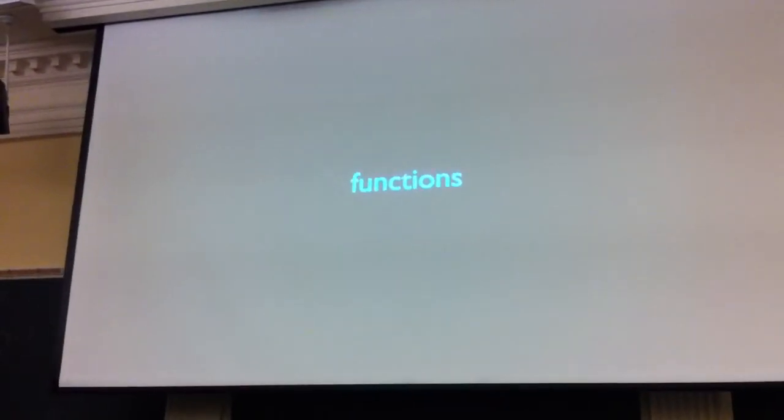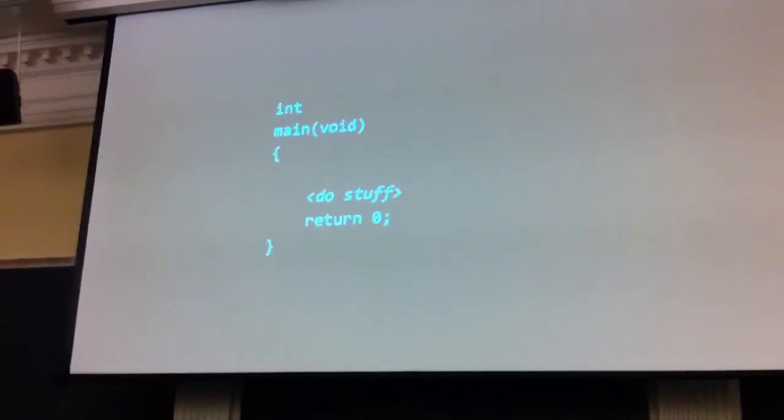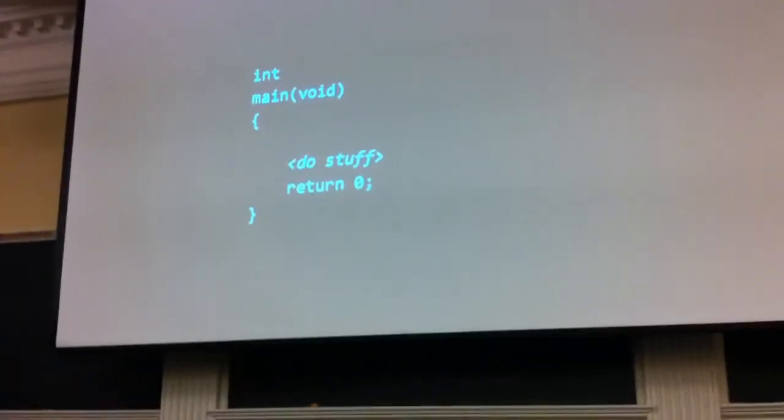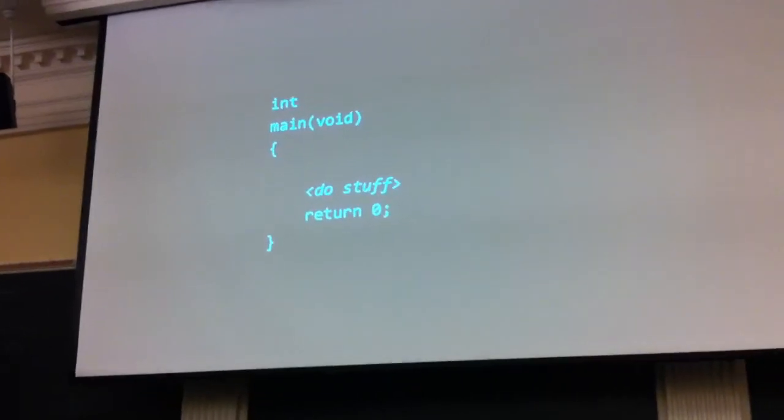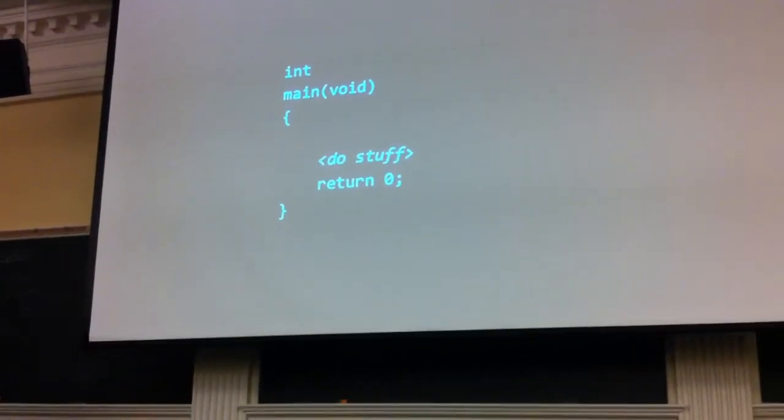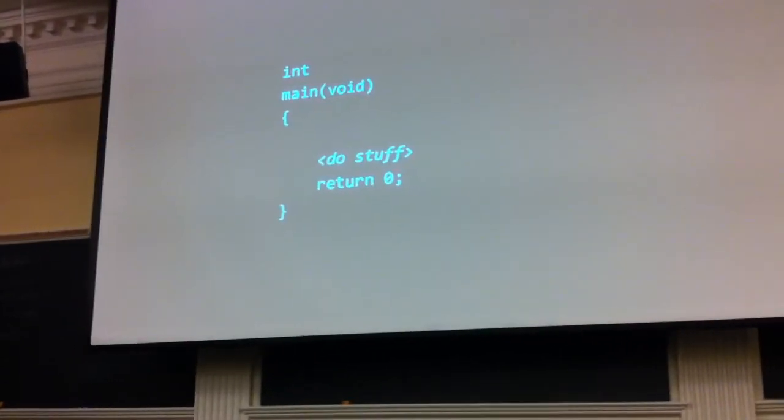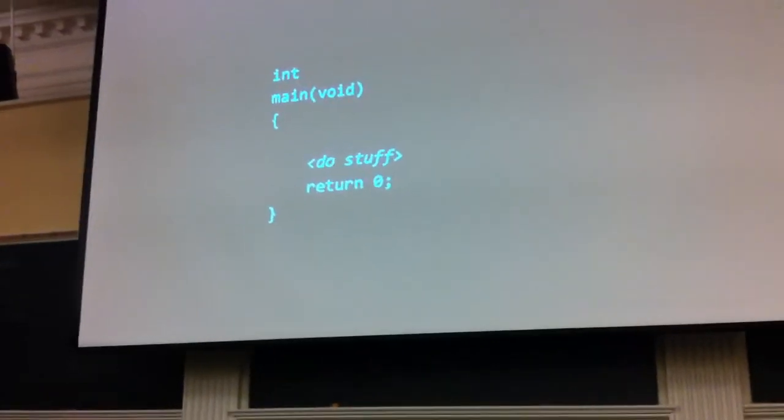Cool. So functions. We've seen a bunch of functions too over time. The first one that we ever saw was this function called main. It's really important because main is the first function that runs whenever you start running a program. So you compile your code and run it at the command line. This function is the very first thing that's going to run.